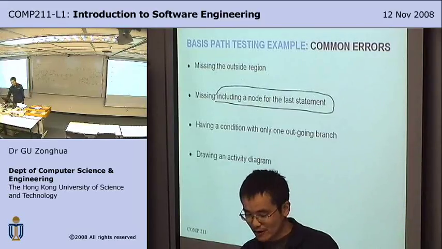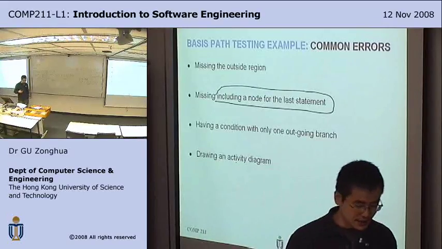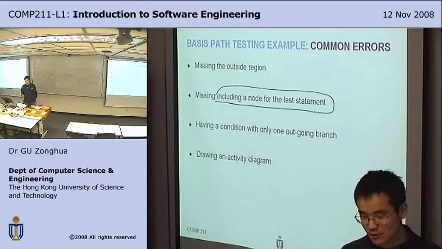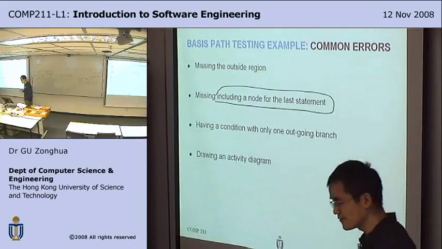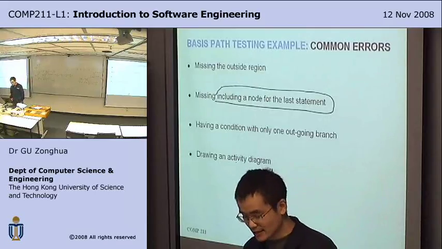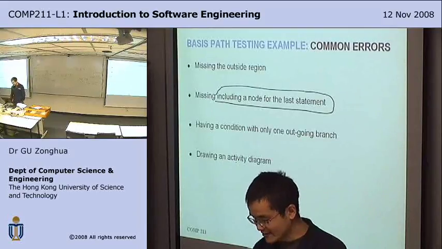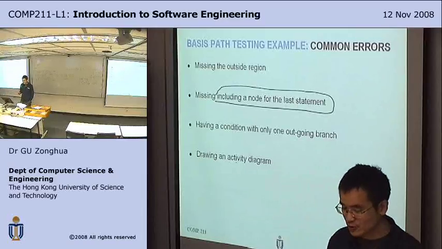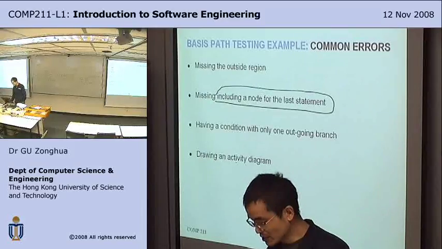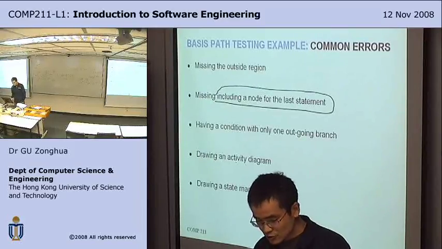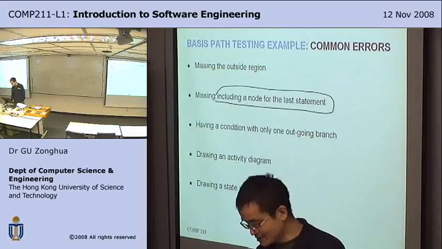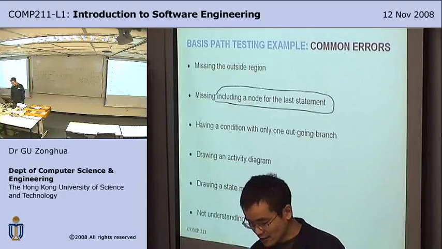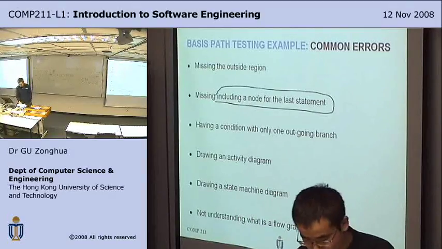Drawing an activity diagram. You can draw it as an aid to help you draw the flow graph, but at the end you should draw a flow graph. When you're asked in the exam to draw a flow graph, don't draw an activity diagram. That is, you should merge all the sequential statements without control flow inside into a single node. Drawing a state machine diagram. That's a common error, and it shows not understanding what a flow graph is.